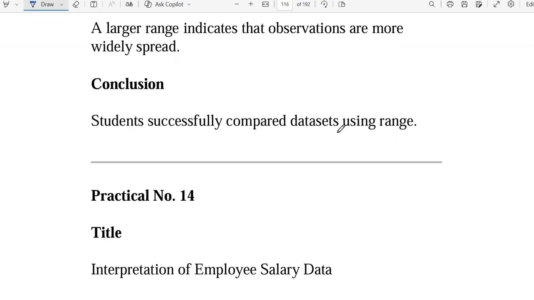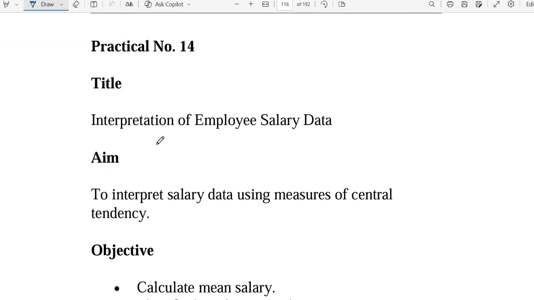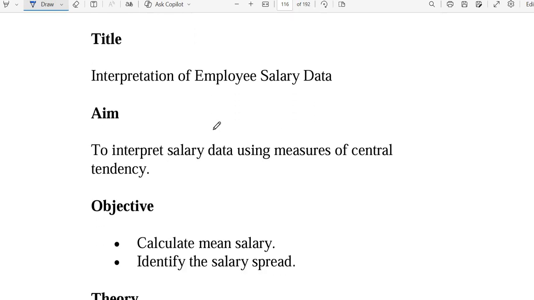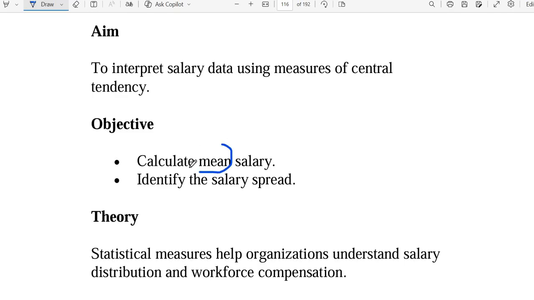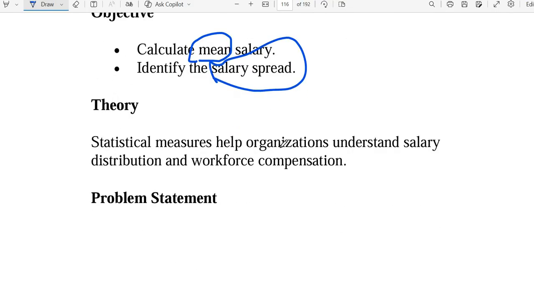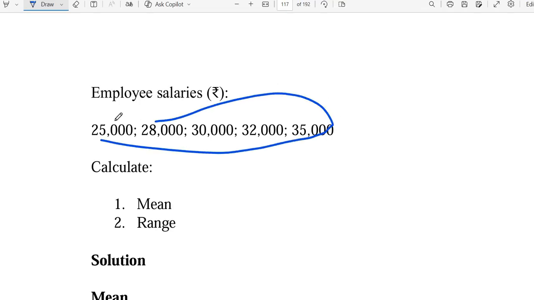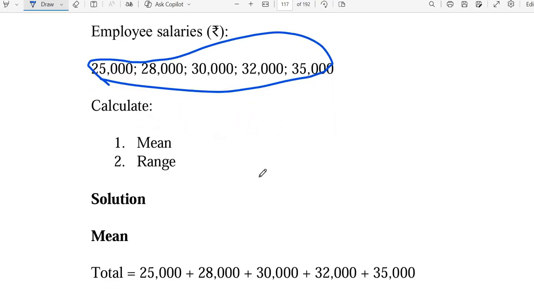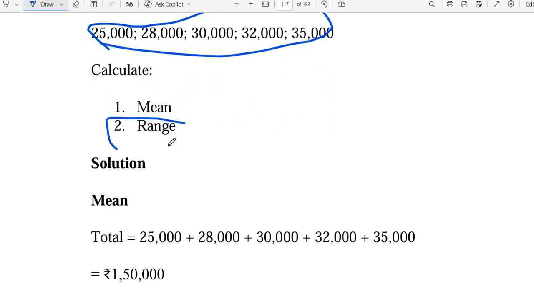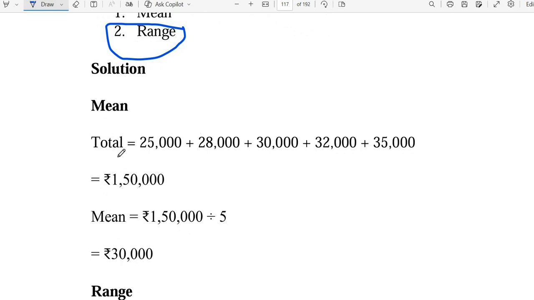Now practical number 14, interpretation of employee salary data. We have to interpret the employee salary data. We have to first find the mean and then identify the salary spread. First, what is mean? Mean is the average. How will we find the mean? We will add all the salaries and divide by the number of salaries, 1, 2, 3, 4, 5. Then we have to calculate the range also. Range is maximum number minus minimum.